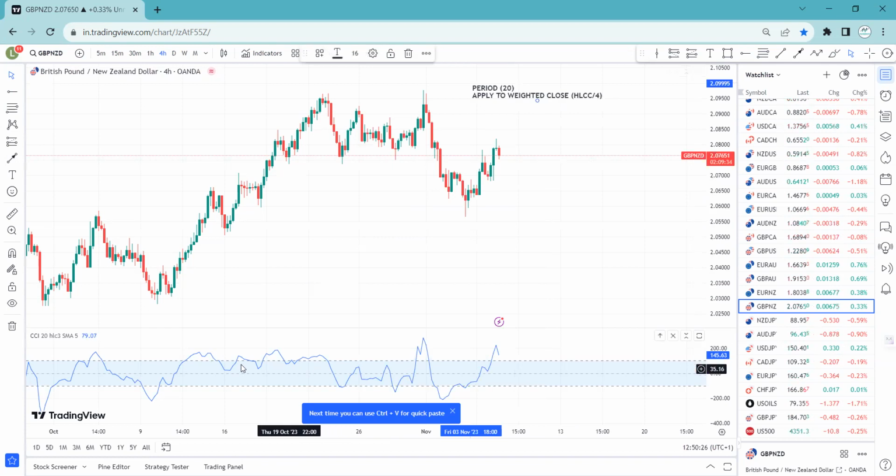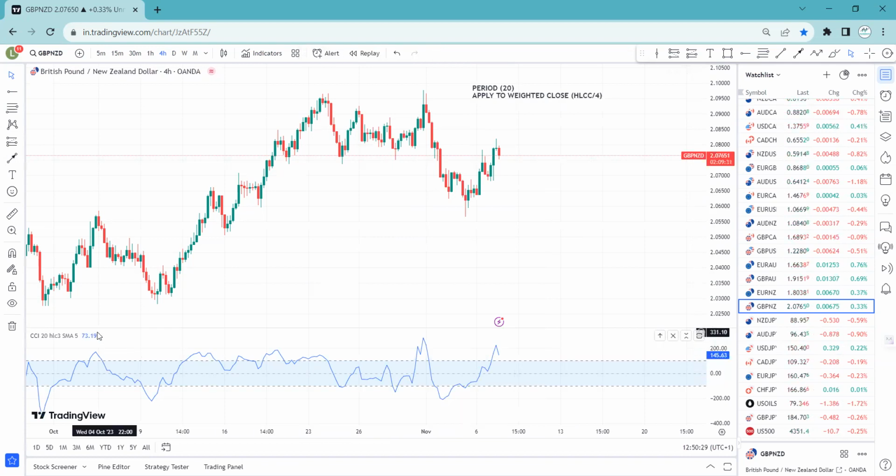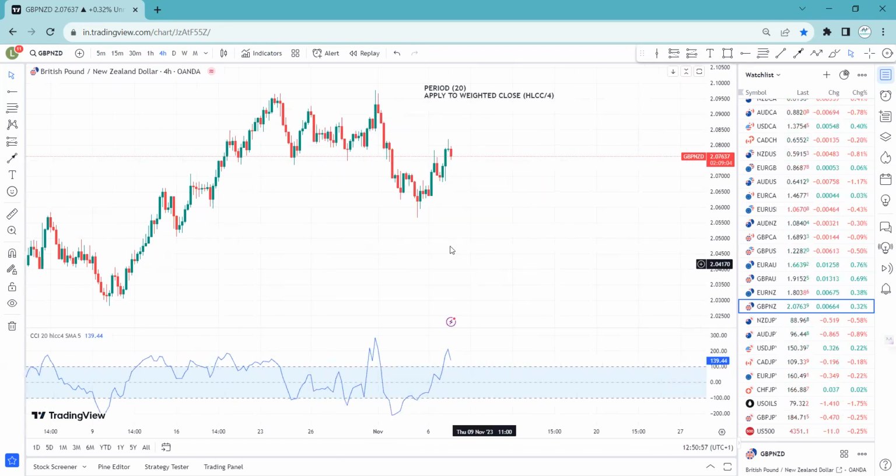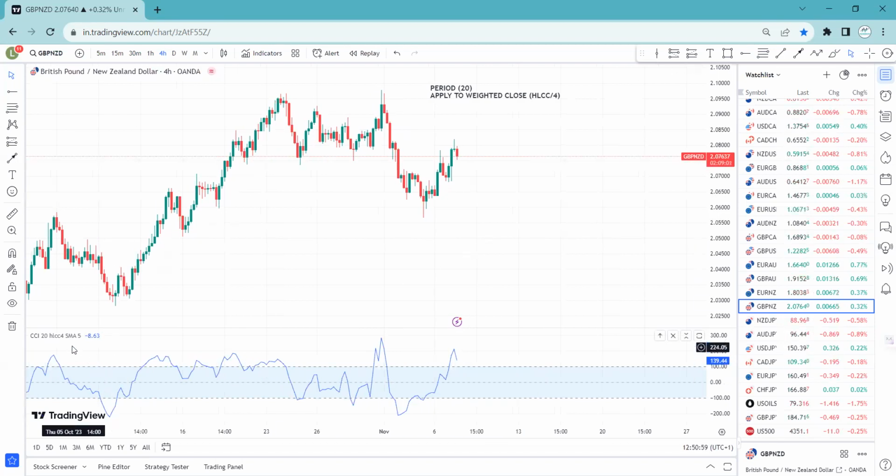Okay, so let's look at it together. Let's go back to the settings one more time. If you're using TradingView, it is a length of 20. Now for the source, remember I said HLCC by 4. And of course, you can leave the method as SMA, which is a simple moving average, with the length of 5, and you click on OK. And you're going to have your commodity channel index.